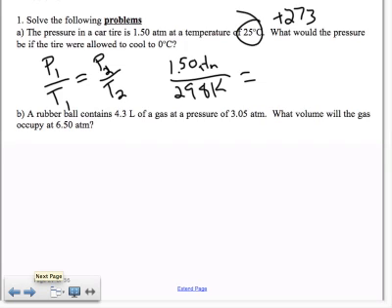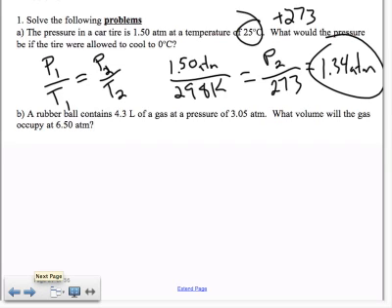And then we're trying to find P2, that's our unknown. The temperature goes down to 0. Well, 0 plus 273 is 273. And if you do that out, you can cross multiply, and you end up with a result of 1.34 atmospheres.